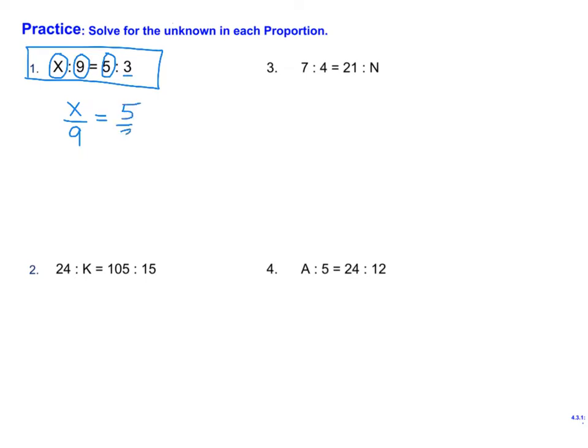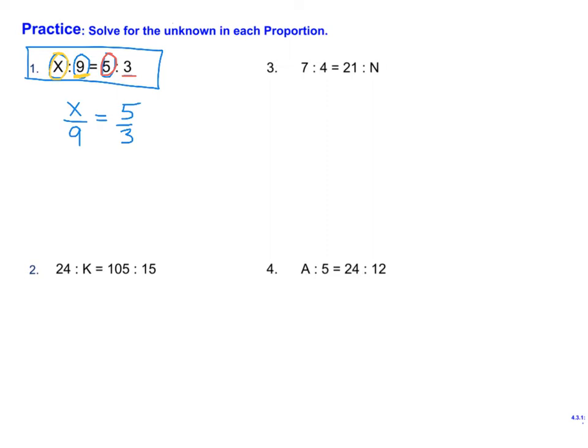So it's very important when you go to switch this ratio into a proportion that you keep the ratio in the exact same order. So I wrote the first number here, the x over 9, okay? And so I did the exact same on this side. I wrote the 5 over 3. The first number over the second number.